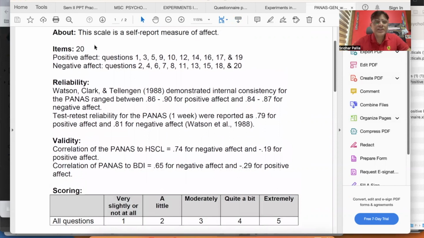Out of which, if you look at question numbers 1, 3, 5, 9 to 19, they are essentially to identify the positive effect. And similarly, the remaining ones are negative effect. They just split it into 2 different categories.